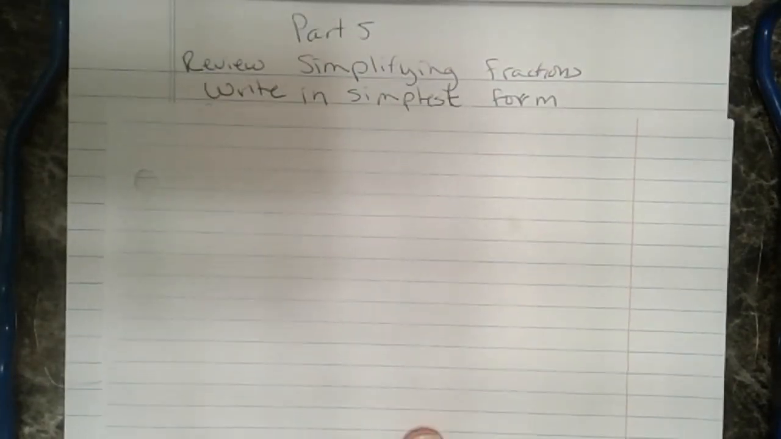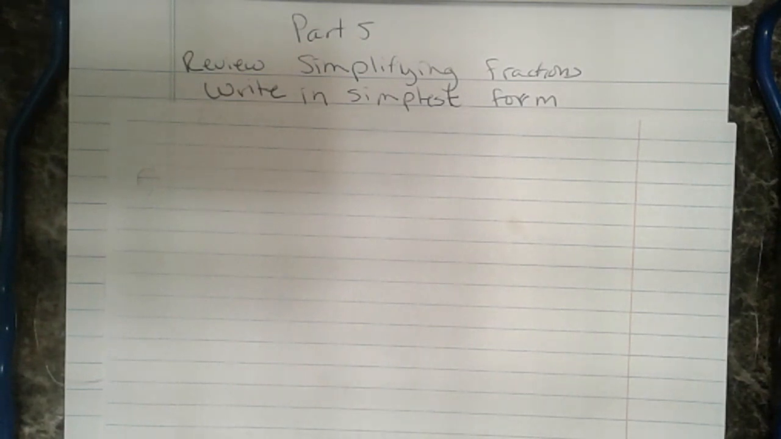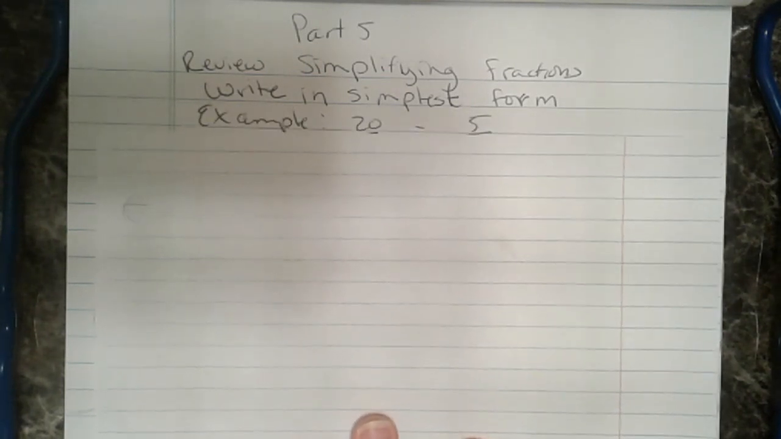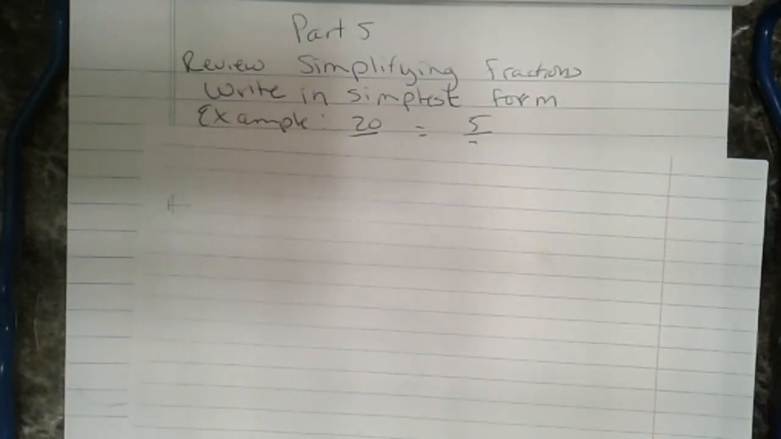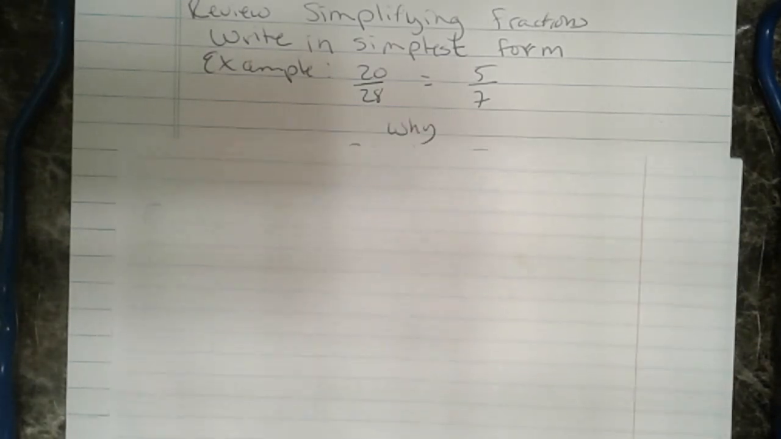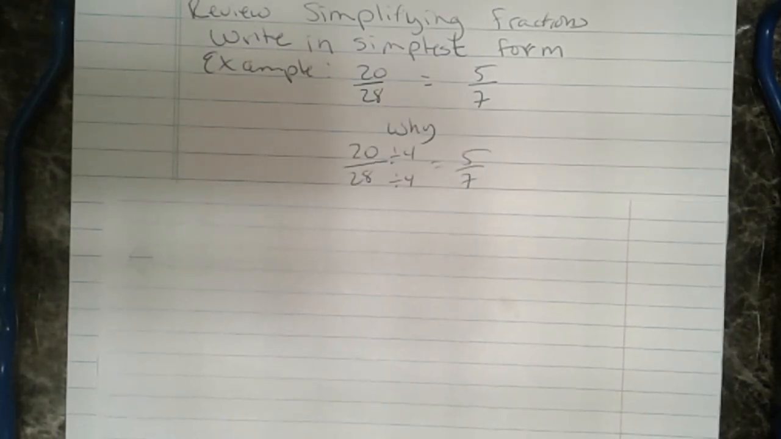And our first example, our directions are to write in simplest form. So we want to take our fraction of 20/28 and write it in simplest form. There's two ways we can go about it, okay? I can actually do the work manually and realize that 4 goes into 20 and 28, and then divide it and come up with 5/7.